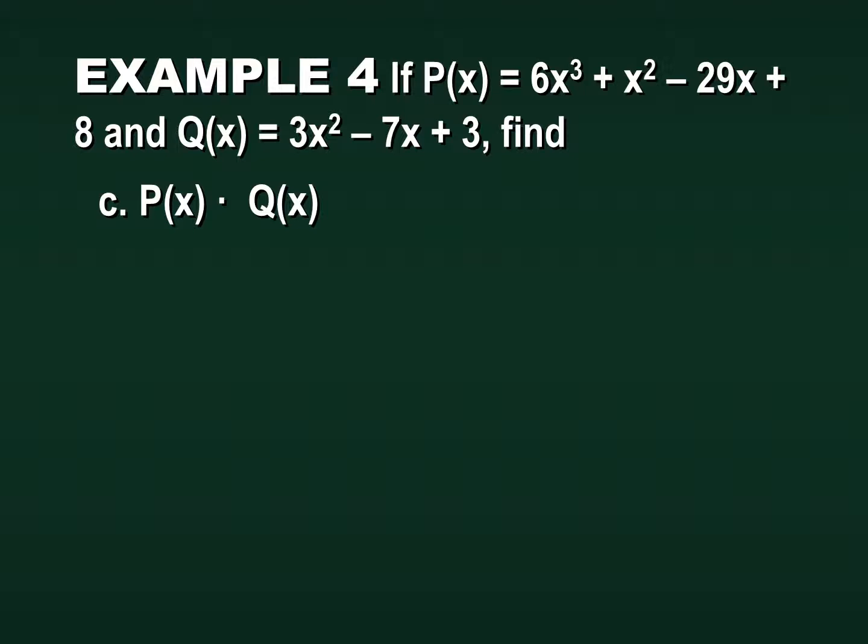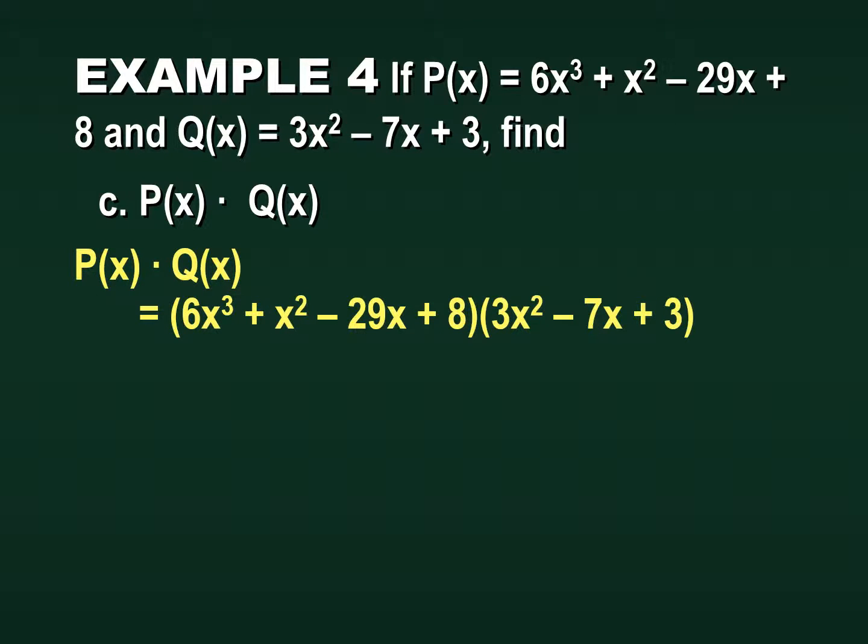Let's look at p of x times q of x. There's a couple of ways to do this. If you had Algebra 2 with me last year, I would have shown you the box method. You can still use that method. You can also think of this as a distribution. First, we want to multiply everything in the second polynomial by 6x cubed. So 6x cubed times 3x squared is 18x to the 5th. 6x cubed times -7x is -42x to the 4th. 6x cubed times 3 is 18x cubed.